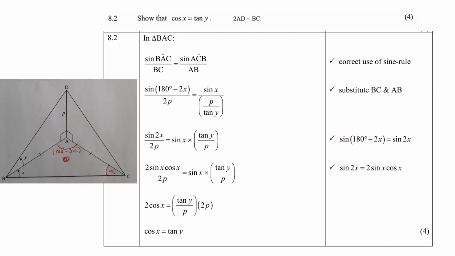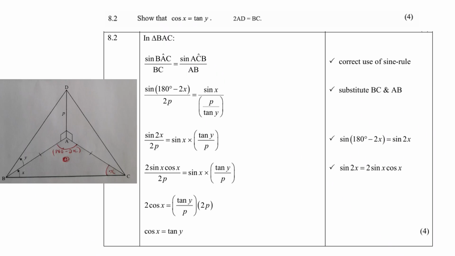Now let's look at the solution for 8.2. You must show that cos x equals tan y. Also, don't forget, it was given that twice AD equals BC. So don't forget that, because if AD is p, then BC will be 2p. To solve this one, we're going to use triangle ABC, the base, right? Which is, of course, an isosceles triangle. So that also means that angle ACB is also x.